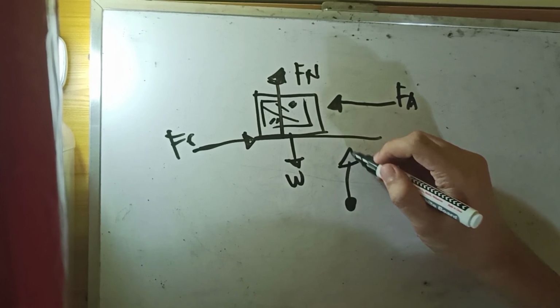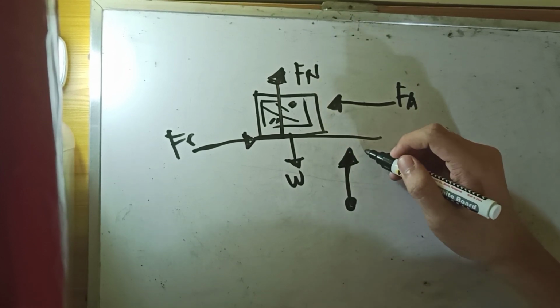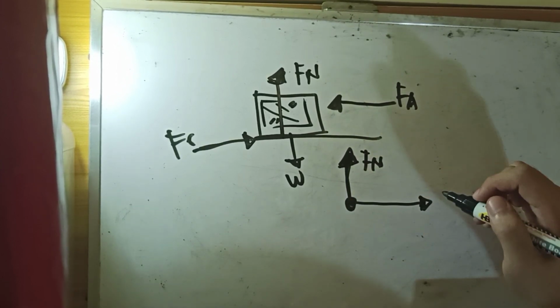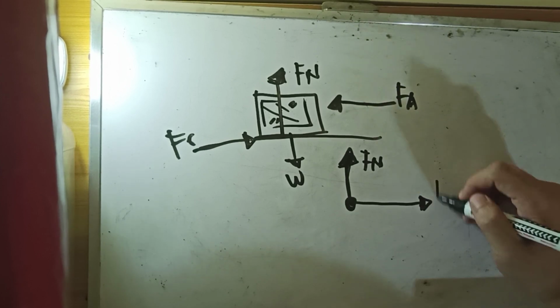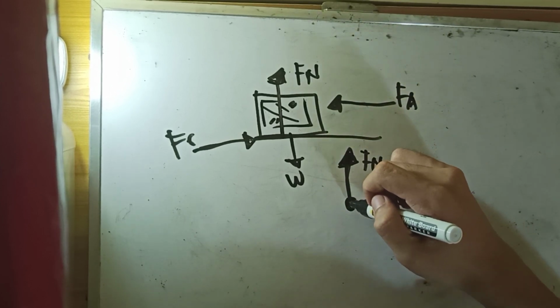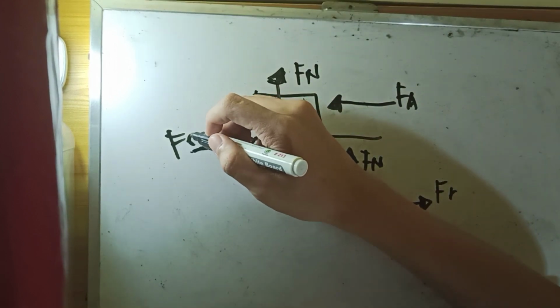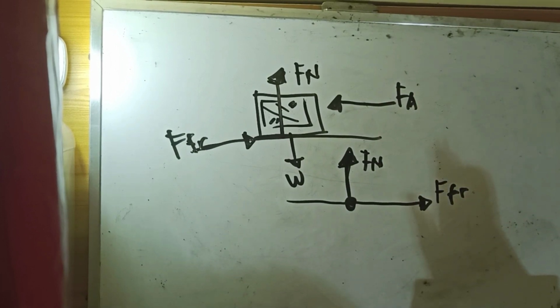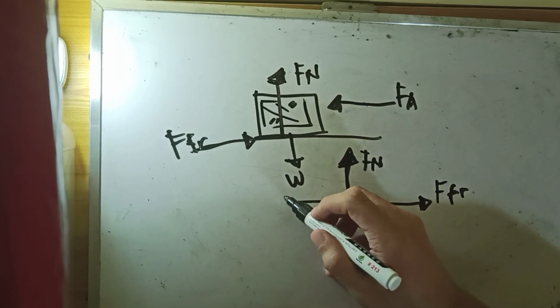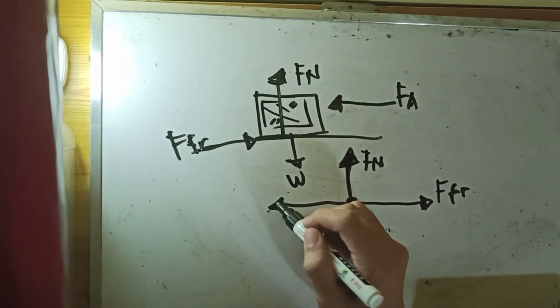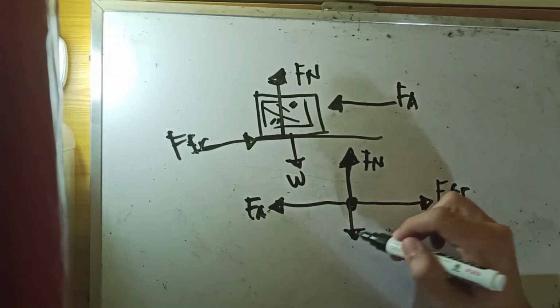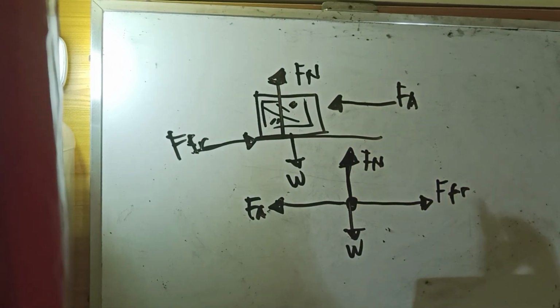For the positive y, meron tayong normal force lying on the positive y-axis. For the positive horizontal or x-axis natin, meron tayong friction force, FFR. Ganun natin sinusulat yung ating friction force. And para sa applied force, going to the left, lying on the negative x-axis, applied force, FA, and yung weight ng ating crate, which is lying siya sa negative y-axis. So, yan na yung ating free body diagram.